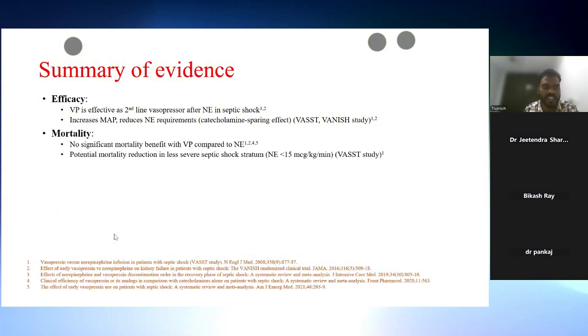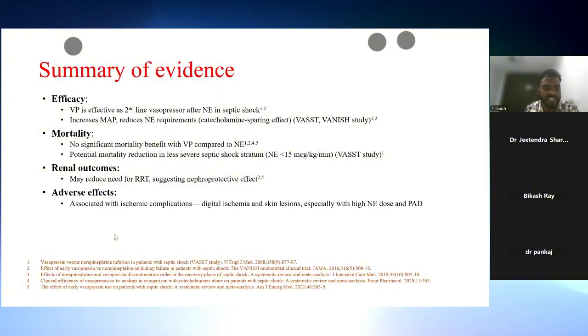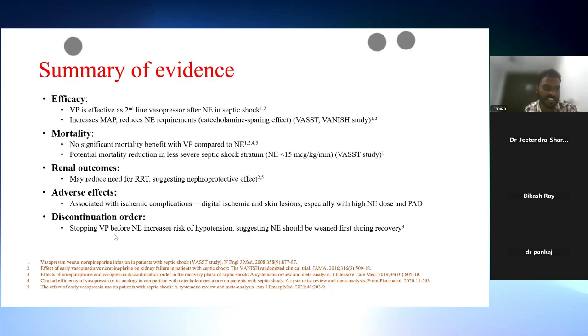Mortality difference: there is no significant mortality difference with vasopressors in vasopressin, but there is a significant mortality reduction in less severe septic shock patients, as seen in the VAST study. Renal outcomes: it reduces the need for RRT, suggesting some nephroprotective effect, as shown in the VANISH trial and in one meta-analysis. Adverse effects: it can cause ischemic complications because of the vasoconstriction, like digital ischemia and other skin lesions, especially if there is associated high norepinephrine use along with peripheral arterial disease.